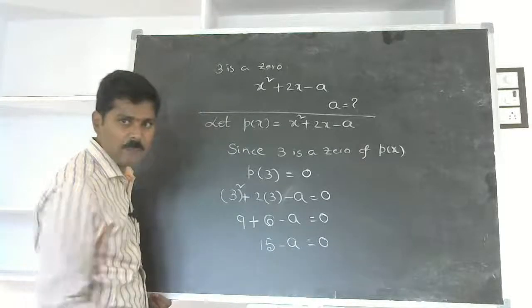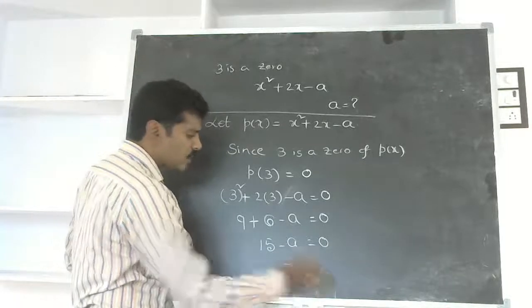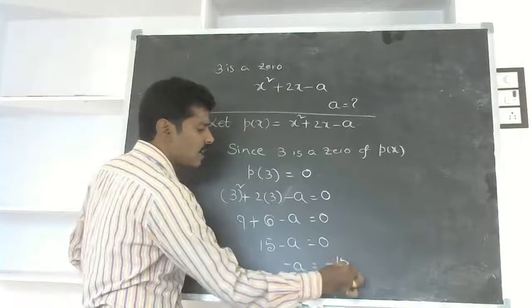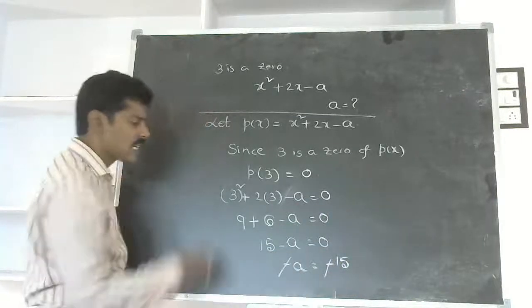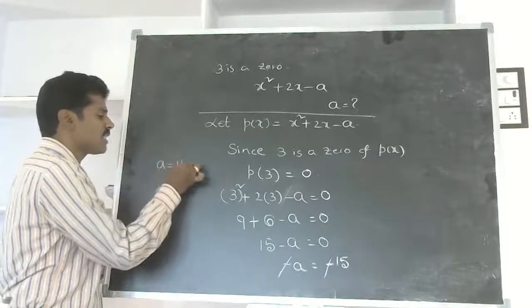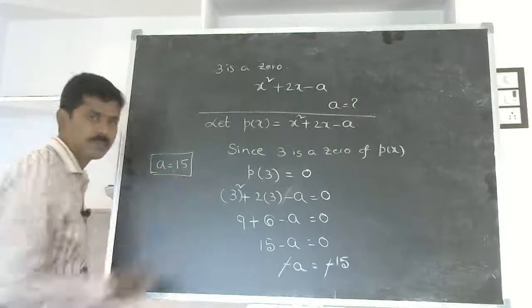Now I need a. So minus a is equal to minus 15 if you transpose it to that side. Then the minus signs get cancelled on both sides, and you remain with a equal to 15. See how interesting this problem is.